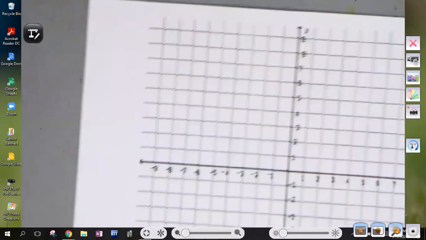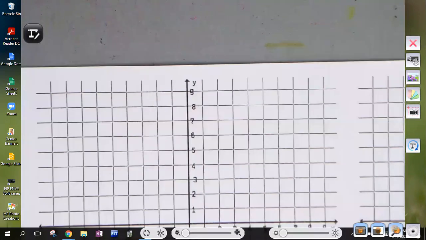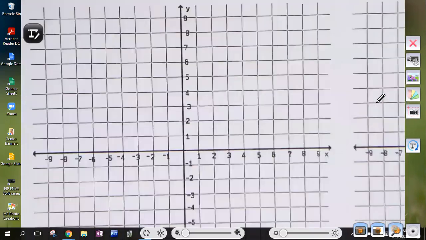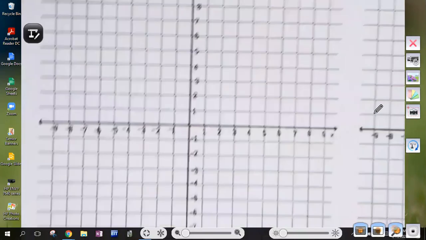No. All right. So I also passed out this graph paper. If you have graph paper at home, you can get that out. If not, just get another sheet of paper. All of my graphs that I have all go to 9.